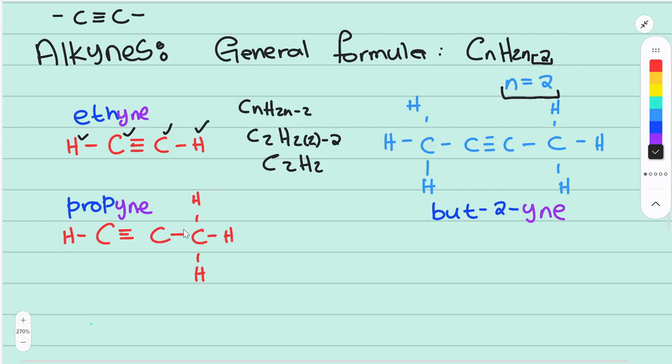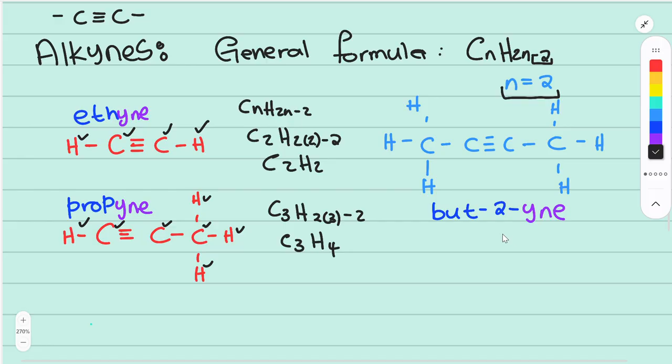So let us see if it works for these other molecules. We have here propyne, and as we have propyne, it is going to be C3, and then H 2 times 3 minus 2. So it is C3: 2 times 3 is 6, minus 2, that's 4. So now you see you have 3 carbons and 4 hydrogens. Right.